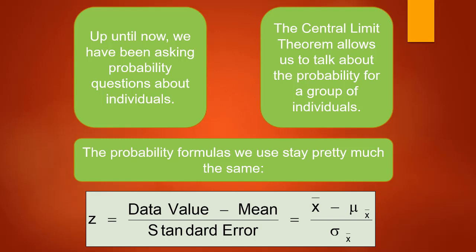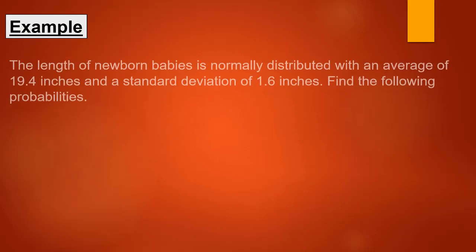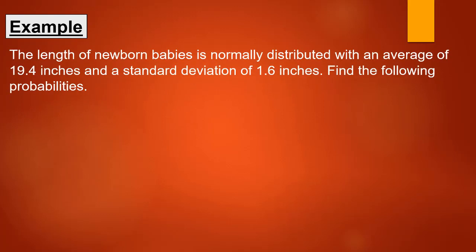Okay, so let's look at an example. Our example is about newborn babies. I have a lot of examples in the various sections in the book about newborn babies. Maybe it's because I love babies so much. All right, so let's take a look at the example here. The length of newborn babies is normally distributed with an average of 19.4 inches and a standard deviation of 1.6 inches. Find the following probabilities.